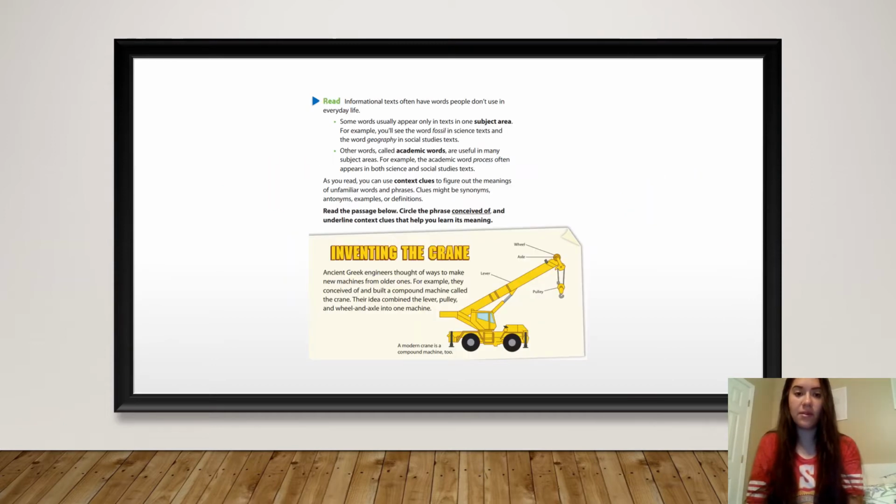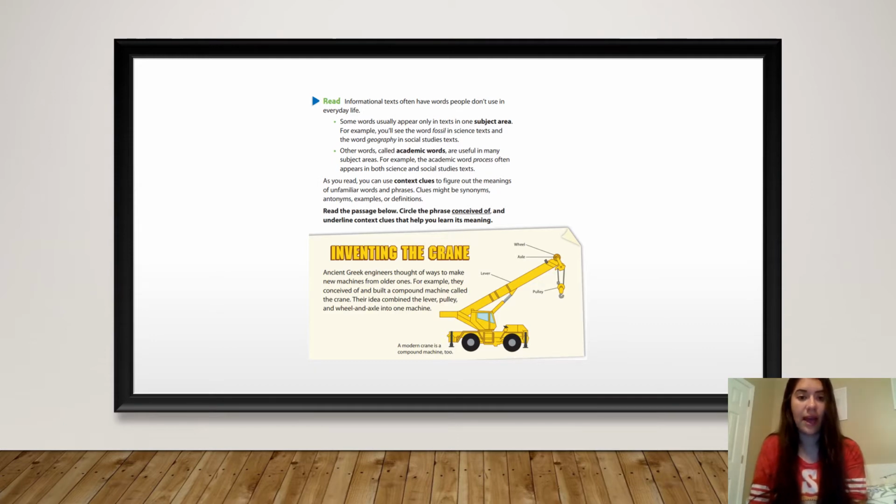Let's do a practice together. We're going to be using the text Inventing the Crane that you see on your screen, but first let's start reading the top section with the green word read. Informational texts often have words people don't use in everyday life. Some words usually appear only in text in one subject area. For example, you'll see the word fossil in science texts and the word geography in social studies texts.